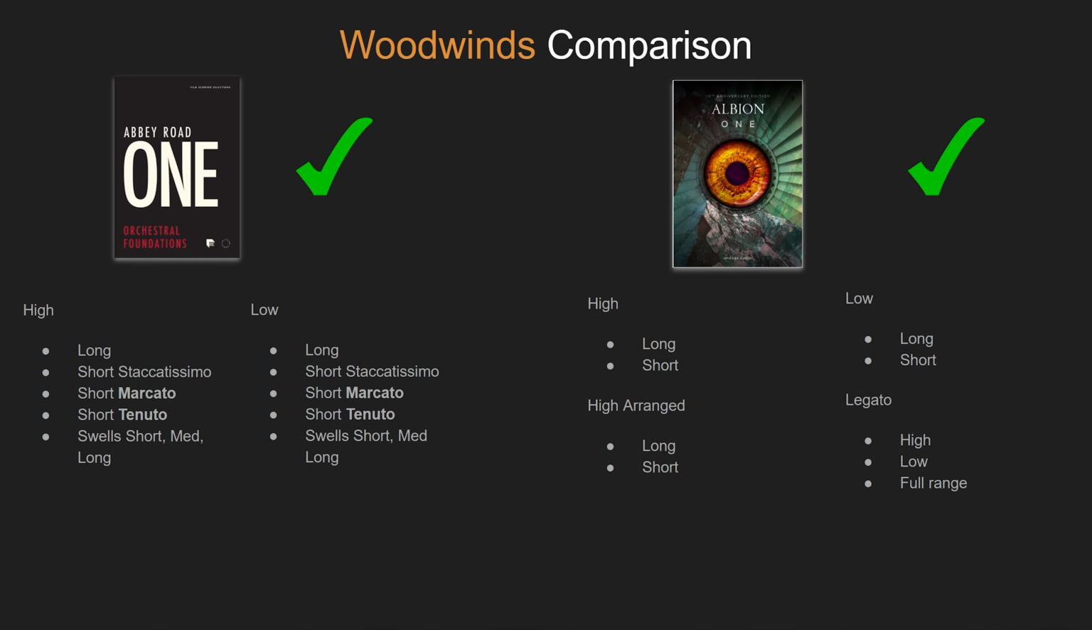Okay, moving on. Woodwinds. The Woodwinds have high and low as the breakdown on Abbey Road. And once again, just like the brass, there's marcato, tenuto, and swells that aren't available in Albion One. However, Albion One has the legato patches for high, low, and full range. There's also a high arranged, which has a mix of, I believe, oboes and flutes and maybe piccolos in there. I consider this one a tie, so we'll leave it at that.